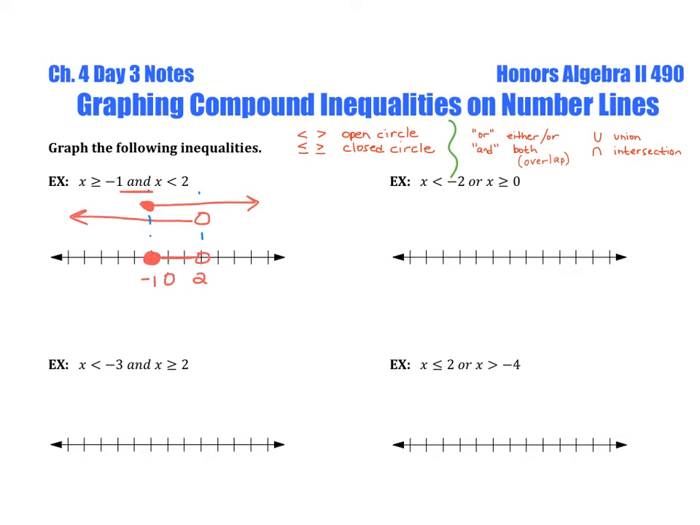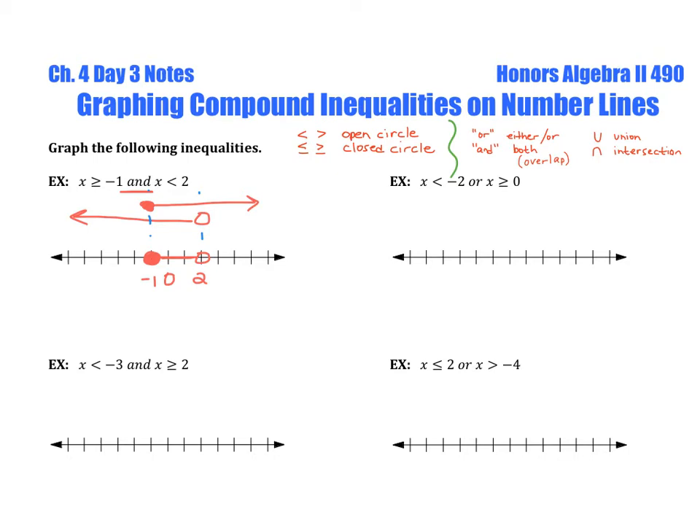And those represent all of the x values that satisfy both of those inequalities. So for instance, if you pick the value of 0, 0 is greater than or equal to -1, and it's also less than 2. And that would work for any of the values that are in that shaded region.